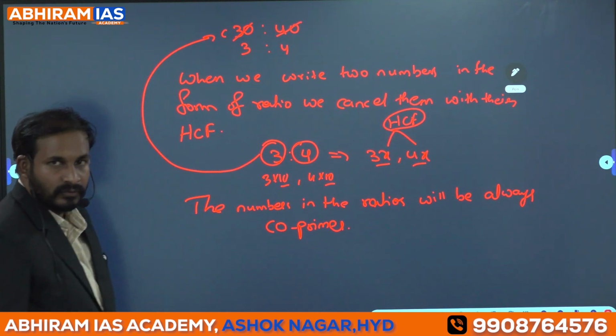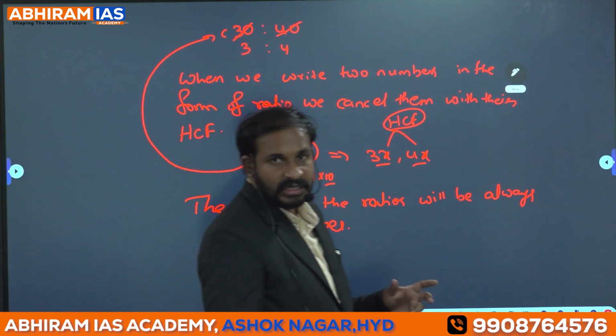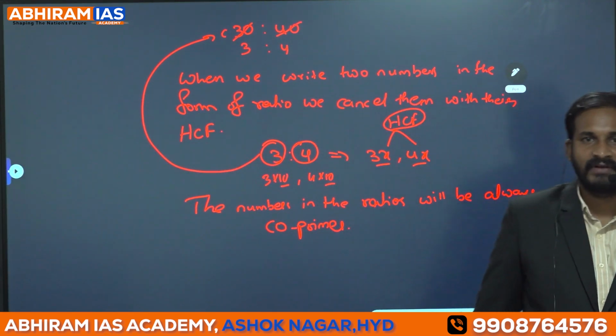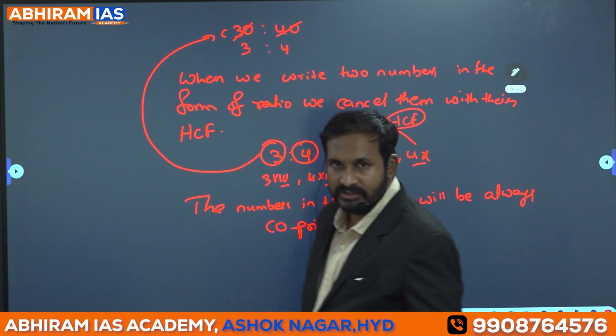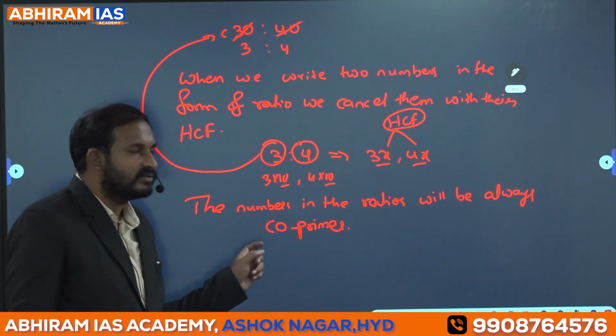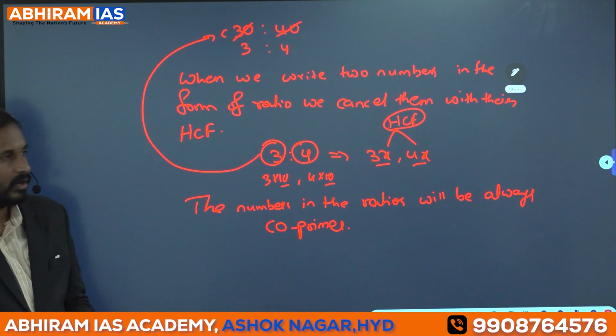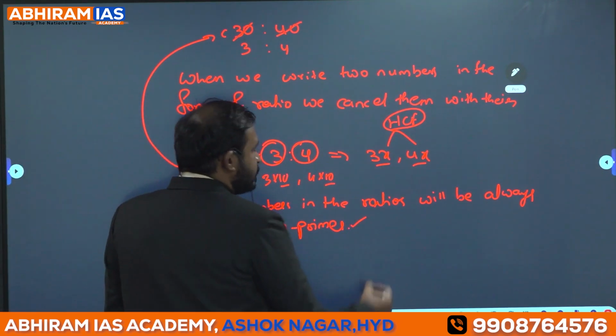Okay, 3:4. 3 and 4 are co-primes. Not only like this, any value, after expressing two numbers in the form of ratios, the numbers which we see in the ratios will be always co-primes. Always co-primes. There will be no issue with that one.